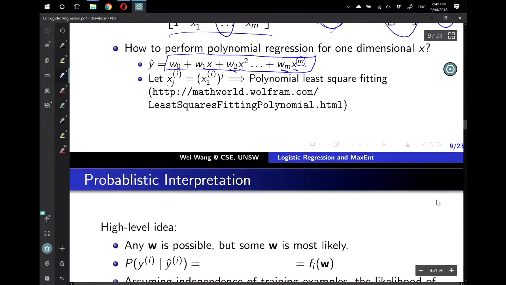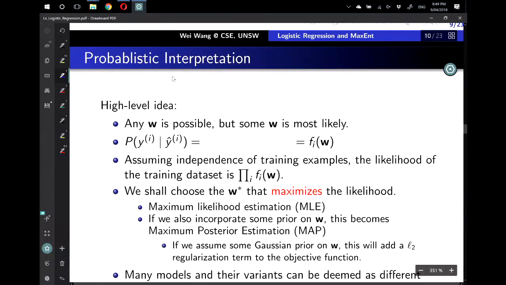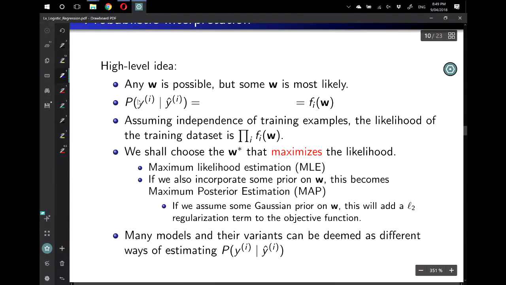There is another important interpretation I call the probabilistic interpretation. The high-level idea is that, first of all, I can use any W. Because if I give you a few points, you can say that the true line could be something like this. But I can also say this W should be this one, because of the slope of the lines. So we just need to figure out which one is best, but as I said, any W is possible.